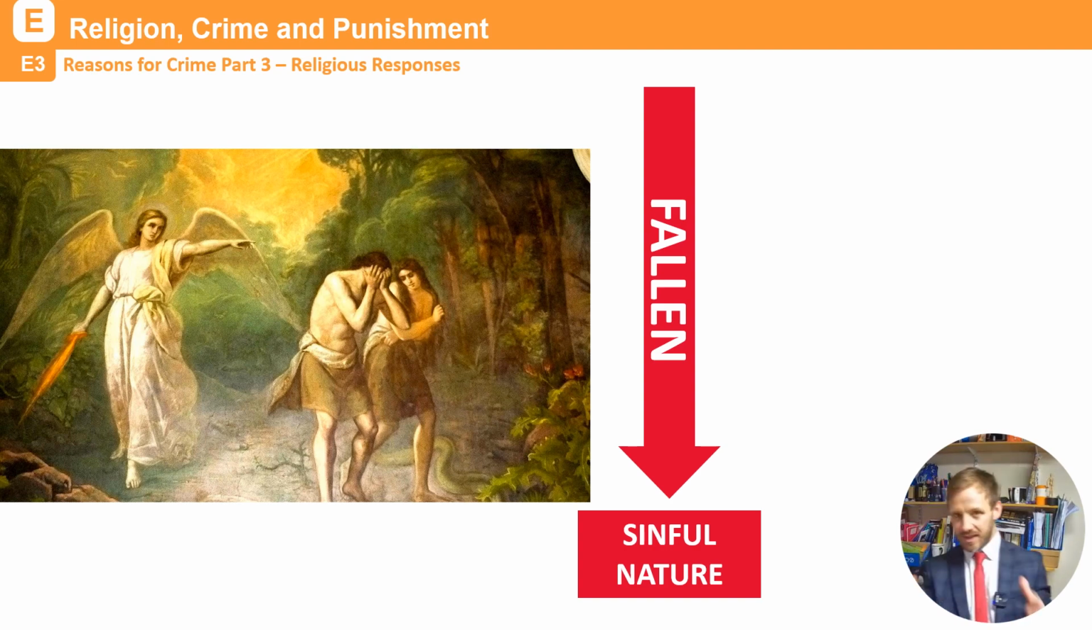This is linked to the idea of original sin we've already looked at in a previous video. It means that every human is now born with a tendency to do the wrong thing. Every human has the sinful nature. So with this topic in mind, why do people commit crimes? People commit crimes because they have a sinful nature. They have a tendency to do the wrong thing.